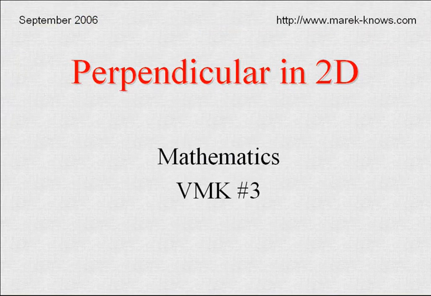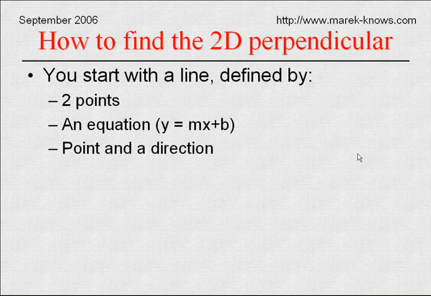In this VMK, I'll be discussing how to calculate the perpendicular in a two-dimensional scene. To find a 2D perpendicular line, we have to start with something. We usually start with either 2 points, an equation, or a point and a direction. Each of these three options will give us a line in 2D space.